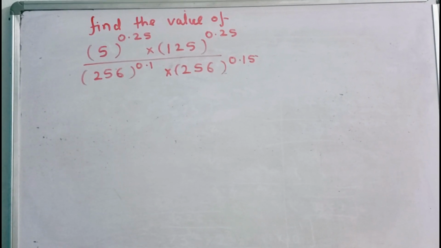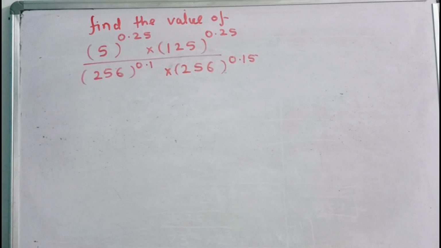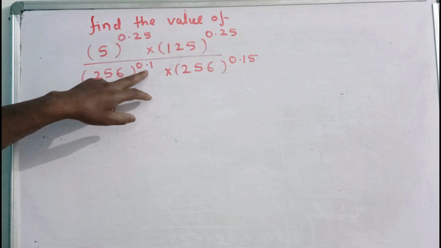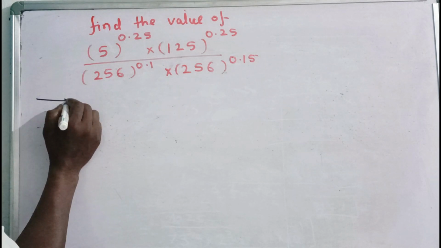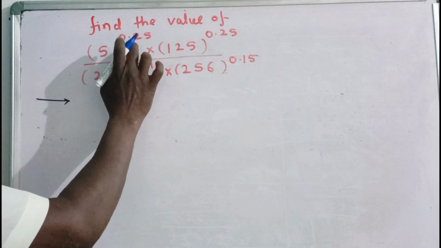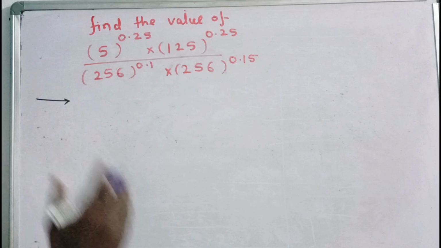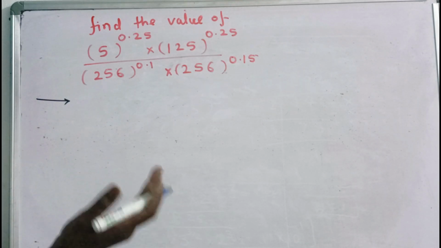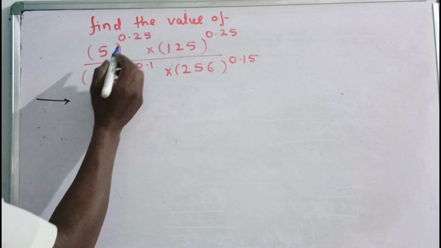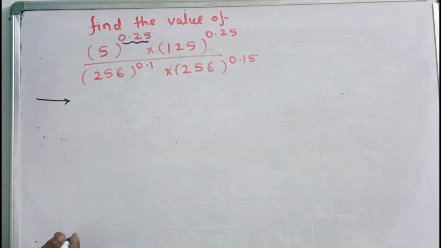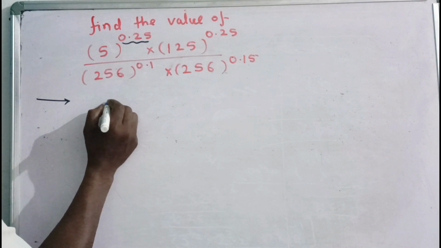The next problem is find the value of 5 raised to the power 0.25 into 125 raised to the power 0.25 all divided by 256 raised to the power 0.1 into 256 raised to the power 0.15. The power is in decimals, so first of all we want to convert this into a fraction. This is partly a part of indices and partly ratio and proportion. Ratio and proportion will start in the next video, after this chapter ends. For now I will explain a little. First of all, we want to convert 0.25 into the fraction p by q.